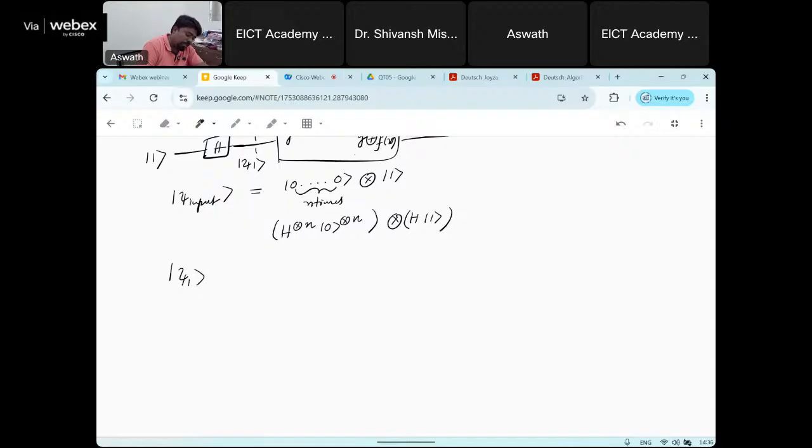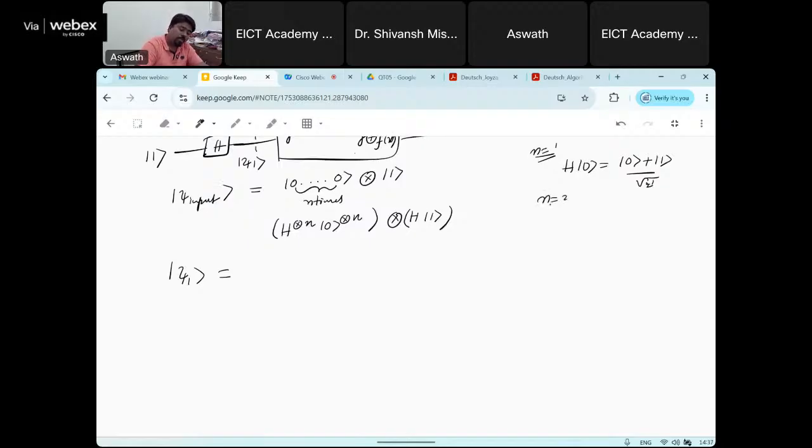If you look carefully, we derived this earlier. One Hadamard acting on 0 gives me an equal superposition of 0 and 1, with a factor of 1 over root 2 to the power of 1, where n equals 1 qubit. For n equal to 2, Hadamards acting on 2 qubits, both starting in the ground state, give me an equal superposition of 4 substates.